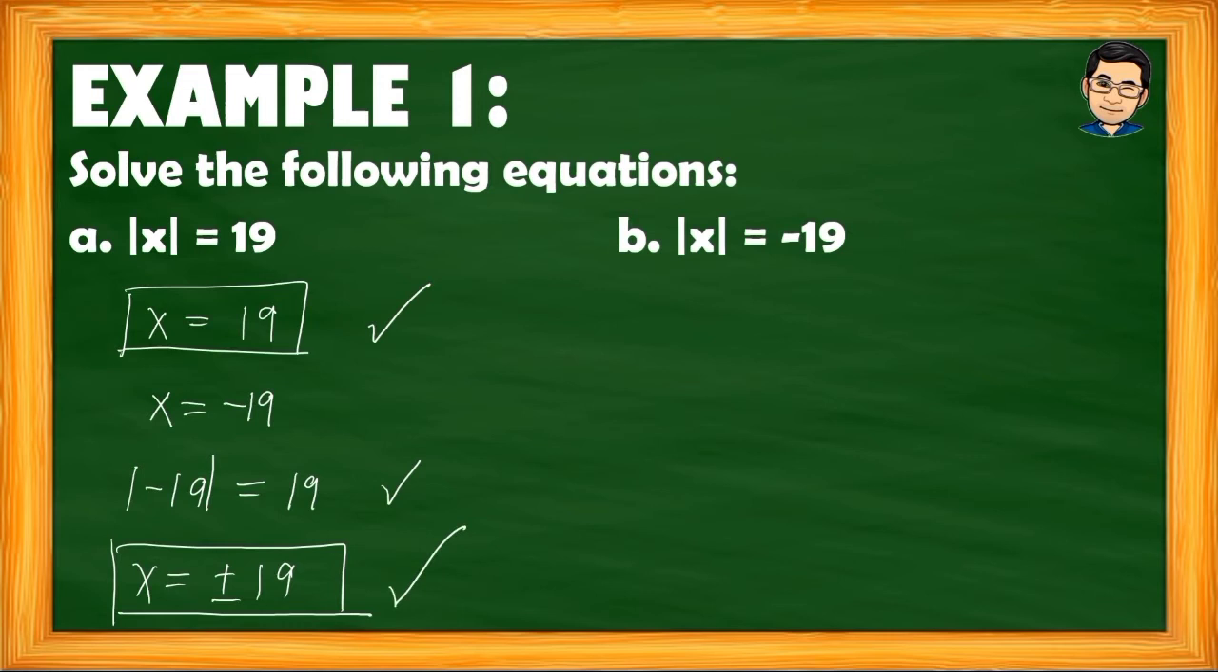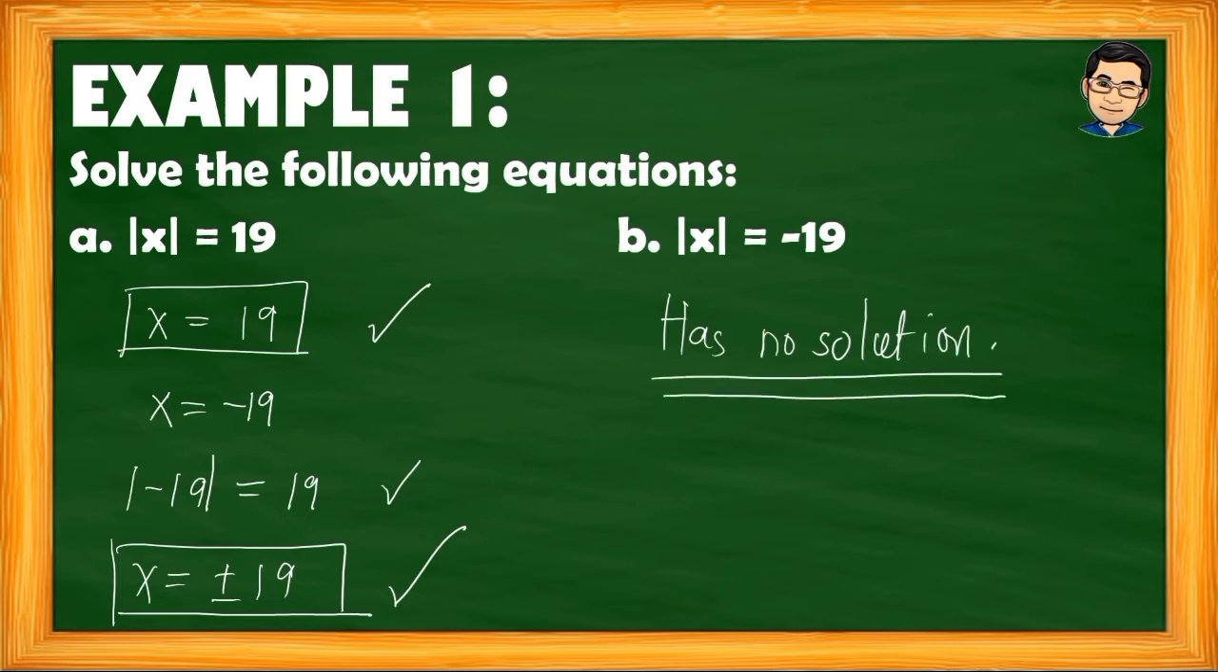Next, the absolute value of x is equal to negative 19. So, in the first step, we have a single absolute value expression on the left side. And then, we look at the right side of the equation to see if it is positive or negative. Since the integer on the right side of the equation is negative, this equation has no solution. So, we will remember that when the right side of the equation is negative, automatically, the equation has no solution.